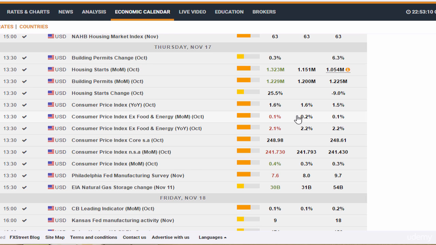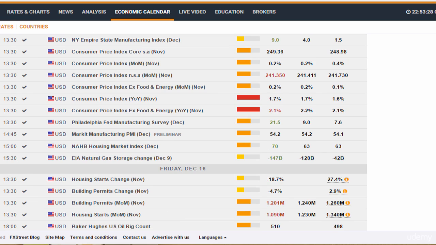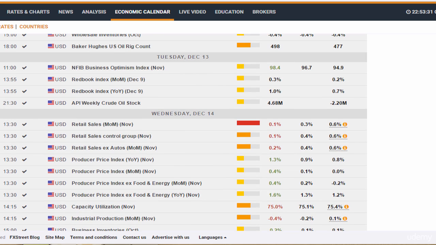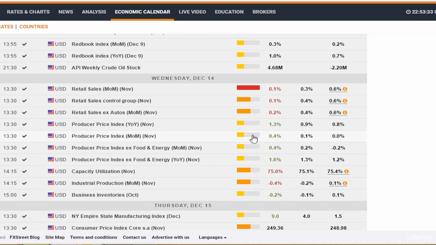Also here, we missed estimate. They were projecting 0.2 and we got 0.1. So this is bad, but this is worse because we got worse than the previous month. Now let's look at another example. In this case, we have better than expected PPI data.